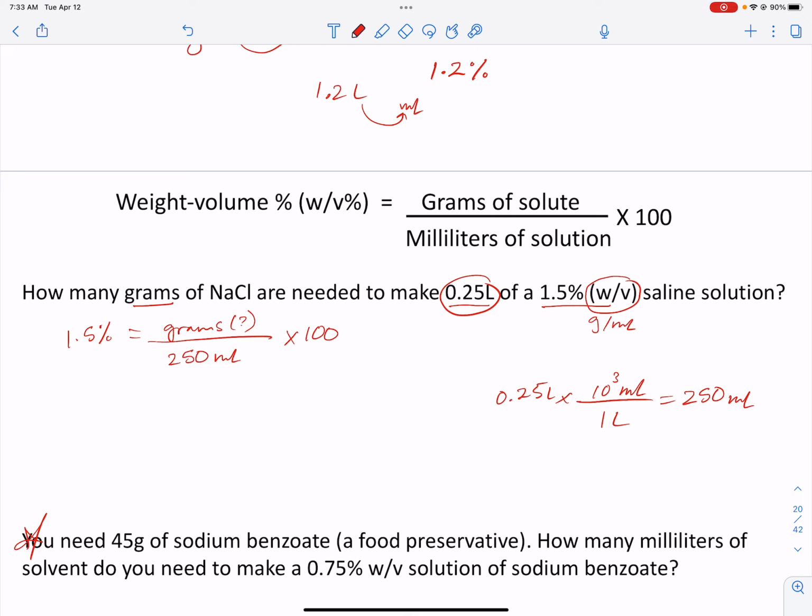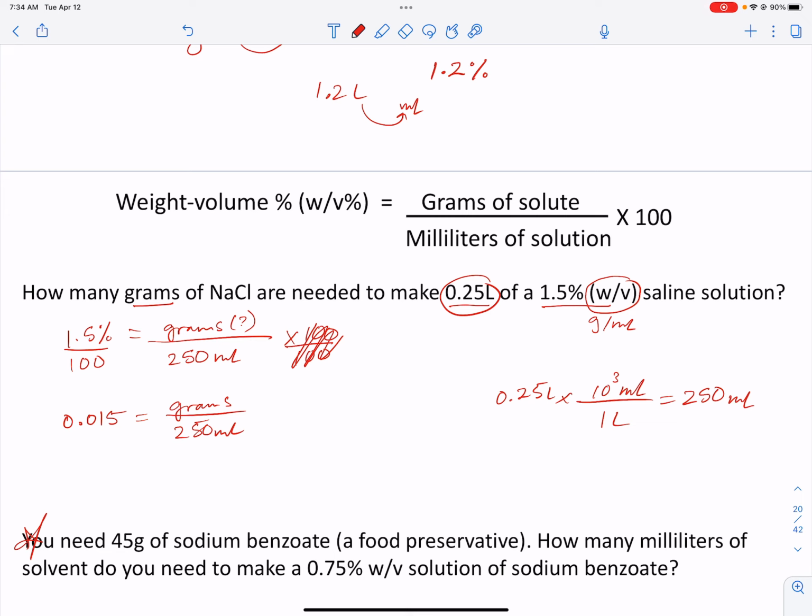And I want to solve for grams. So we're going to use principles of algebra and move everything over until we have grams by itself. So I'm multiplying by 100 over here, which means to get rid of 100, I need to divide on both sides. That's my first step. Okay, then 100 will cancel right here. So now I'm going to essentially undo my percent. 1.5 divided by 100 is 0.015. And so now this equals your grams over the 250 milliliters.